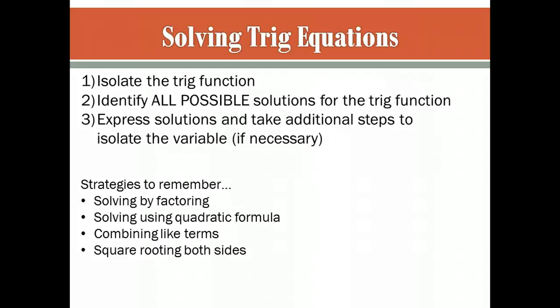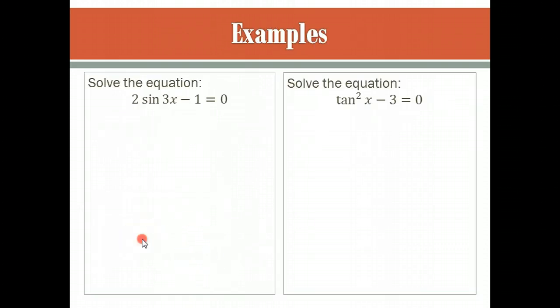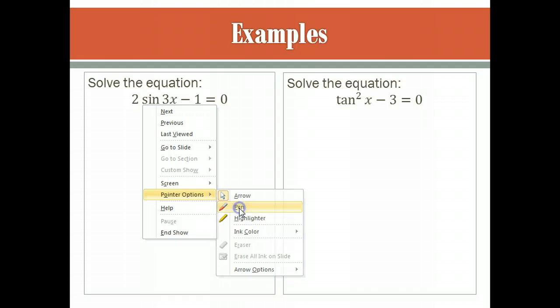So we're going to use that strategy along with some other algebraic strategies that we're already familiar with in order to solve more complex trig equations. And it's basically a three-step process. You want to start by isolating the trig function, identifying all possible solutions for the trig function, which typically involves the unit circle, at least for our examples it will, and then express the solutions and take additional steps to isolate the variable if necessary. So let's take a look at a couple examples, and let me pull up my pen here.